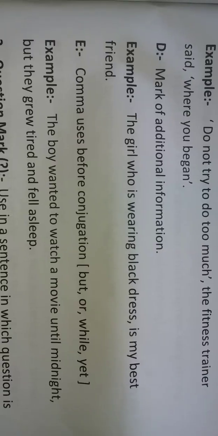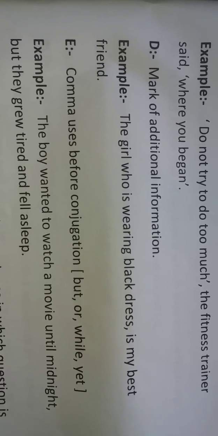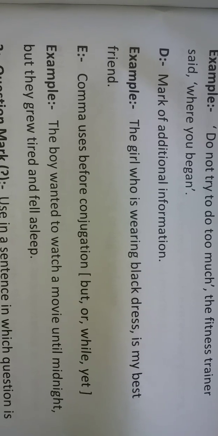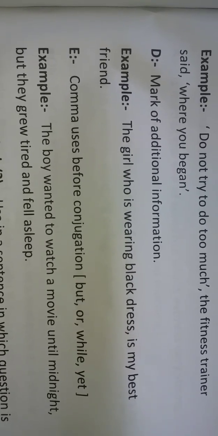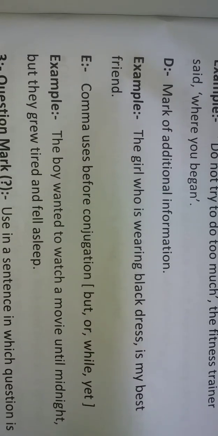Next is the mark of additional information. We use commas. The girl who is wearing a black dress is my best friend. In this example, the girl who is wearing a black dress is extra information, and my best friend is the main point, so he is talking about his best friend.